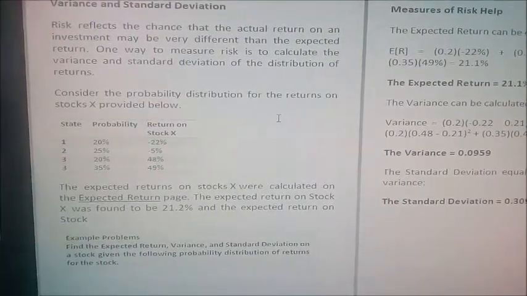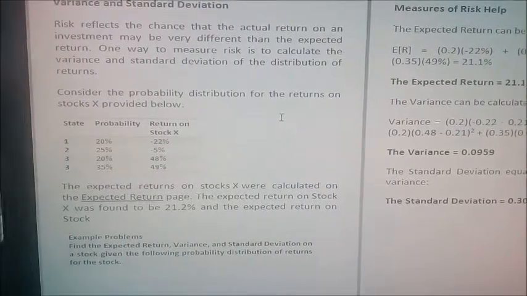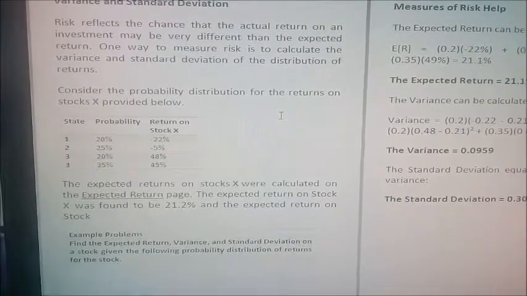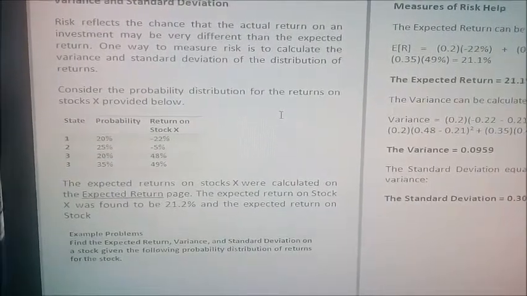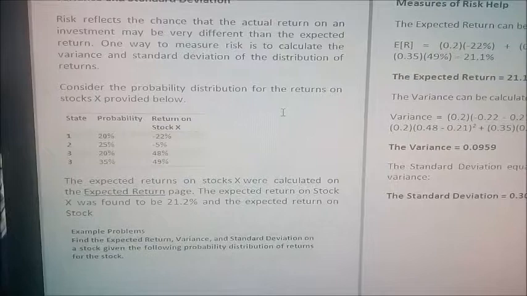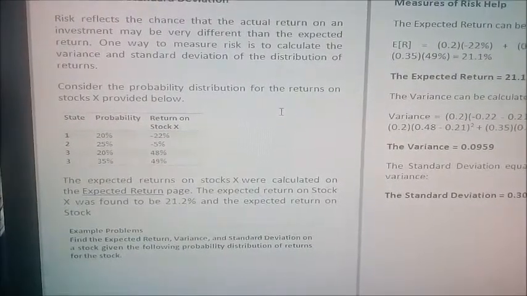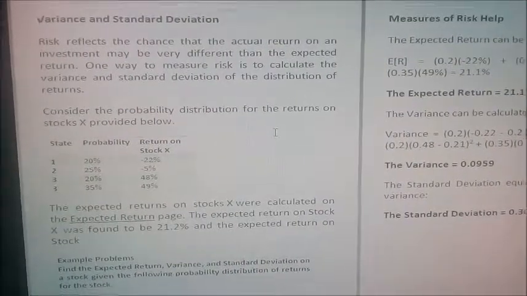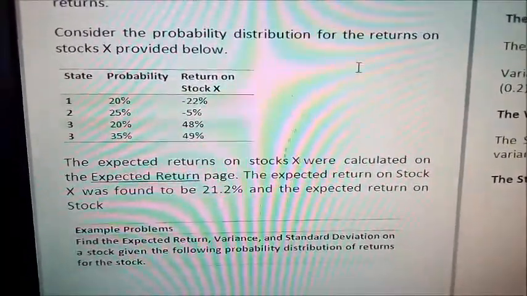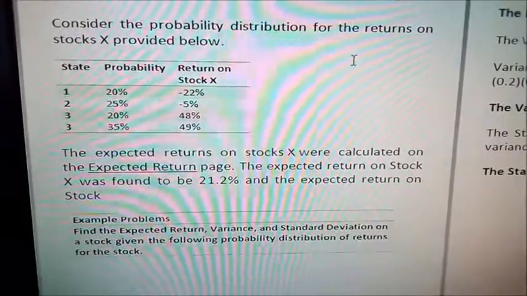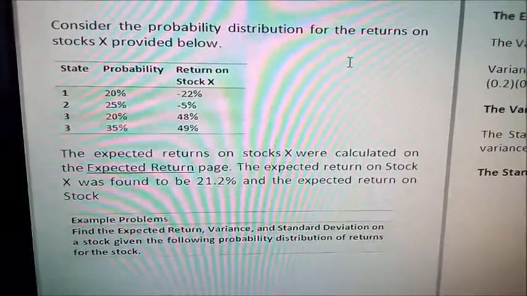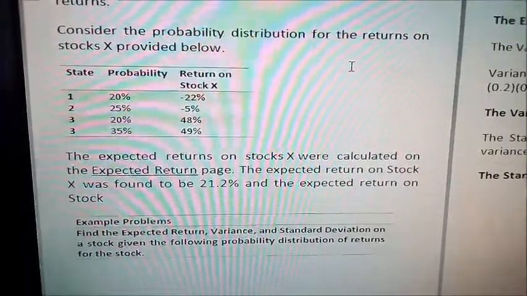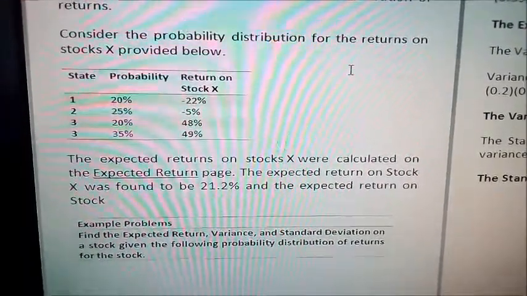Probability: 20%, 25%, 20%, and 35%. The return on stock X is minus 22%, minus 5%, 48%, and 49%. The expected return on stock X was calculated on the expected return page, and was found to be 21.2%.